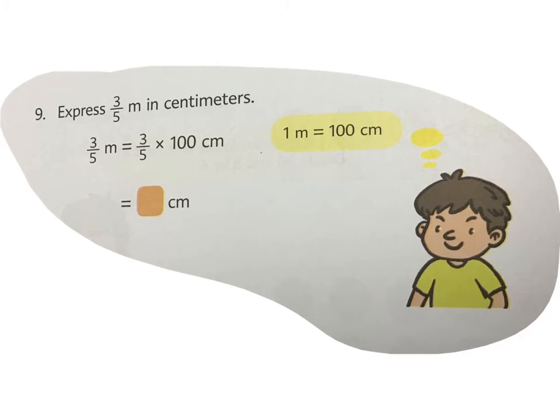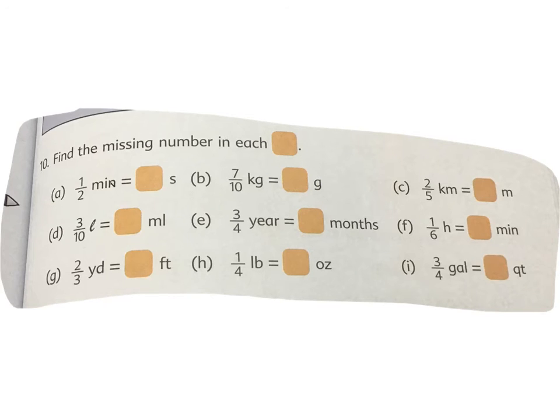Express 3/5 meter in centimeters. So 3/5 meters equals 3/5 times 100, or 100 over 1. 3 times 100 is 300. 5 times 1 is 5. That will equal 60 centimeters. Now some of these we could do in our head, but let's put them in fractions.